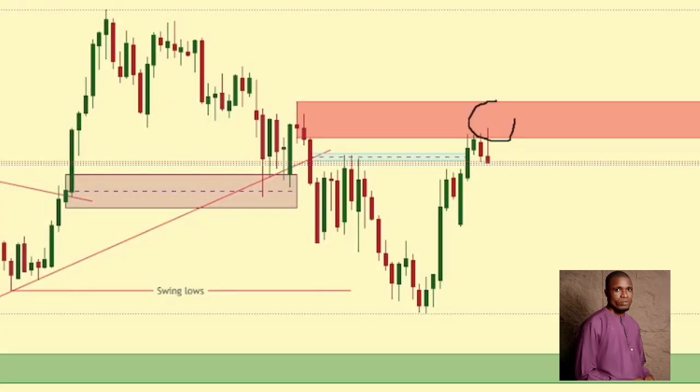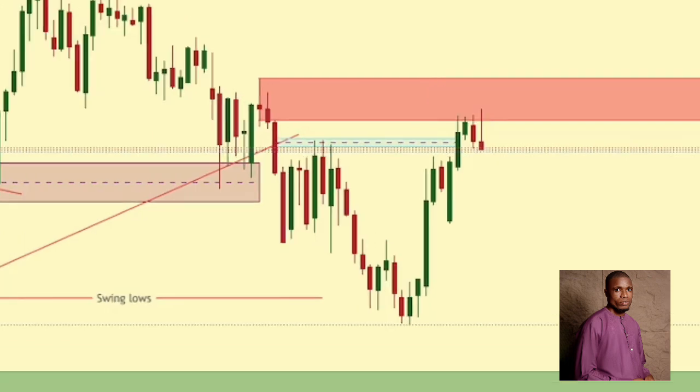New Zealand USD is reacting perfectly from the daily supply zone I marked earlier. Now the question is, how do we trade it properly? Let's start from the daily time frame.